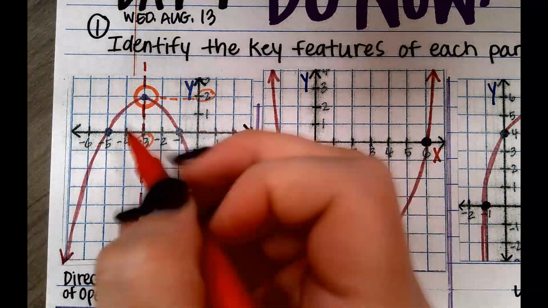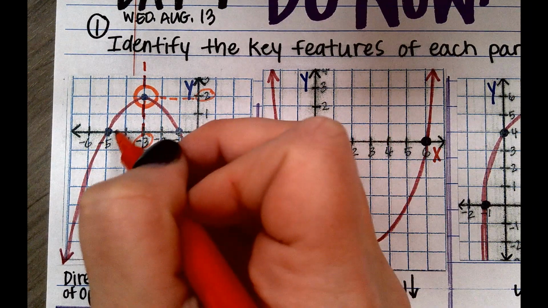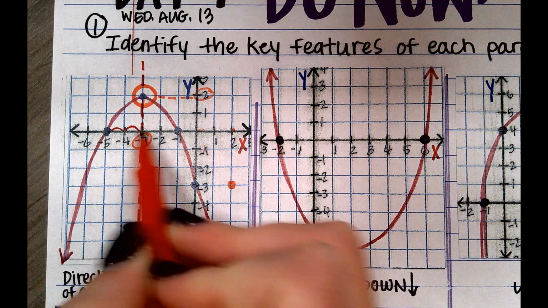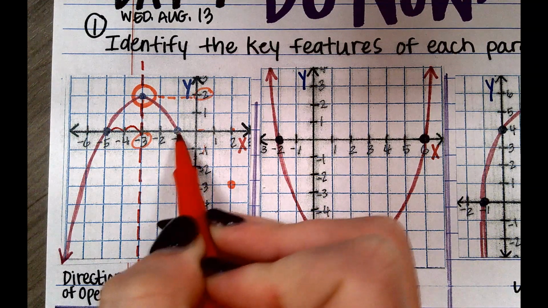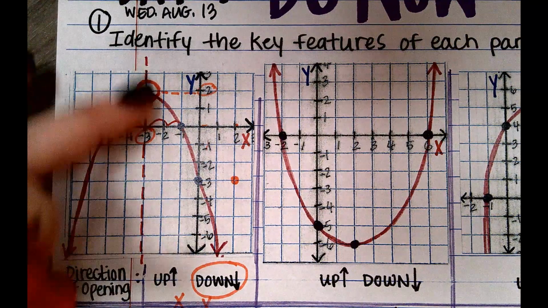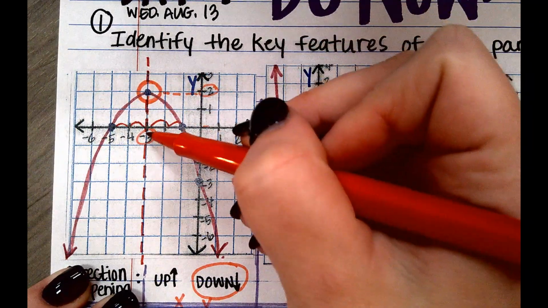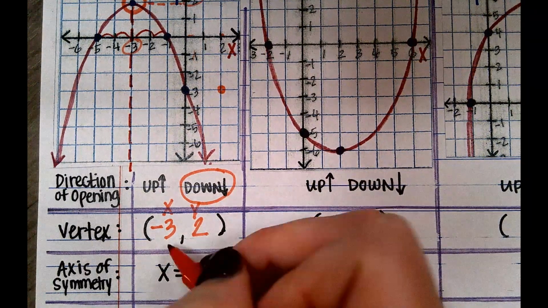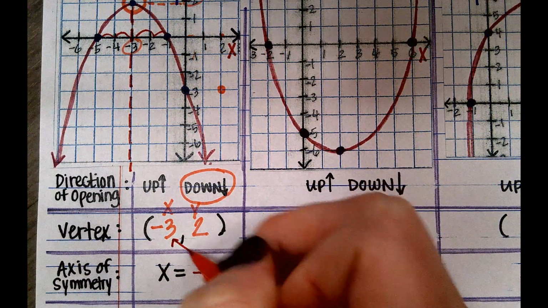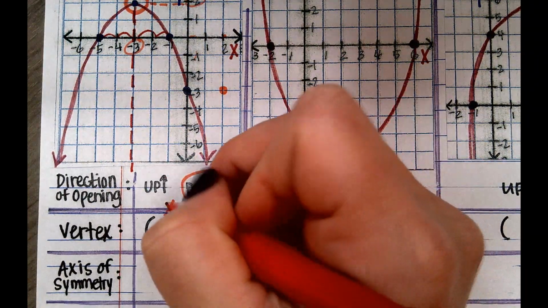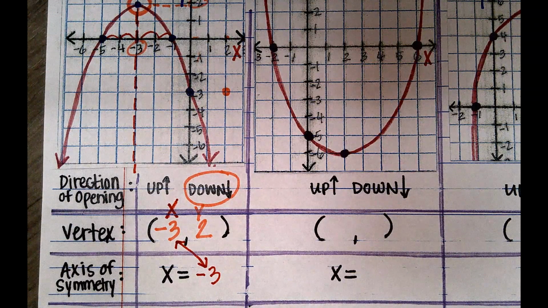We could even check that by counting. For example, my 2 points here, I could count 1, 2, it's 2 spaces away. My other point is 1, 2, 2 spaces away. So it's equal. This is the line of symmetry. And it goes through -3, which is the same x value as the vertex. Those will always match. So when in doubt, just check it out.